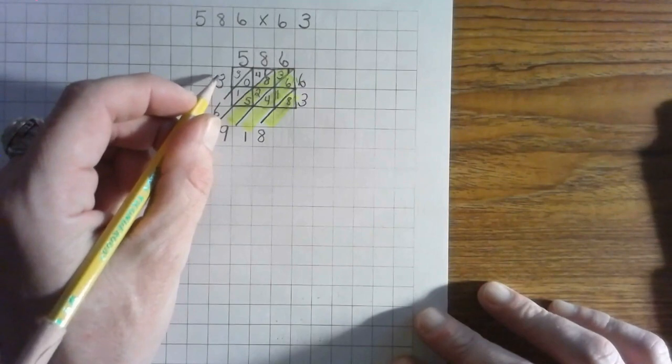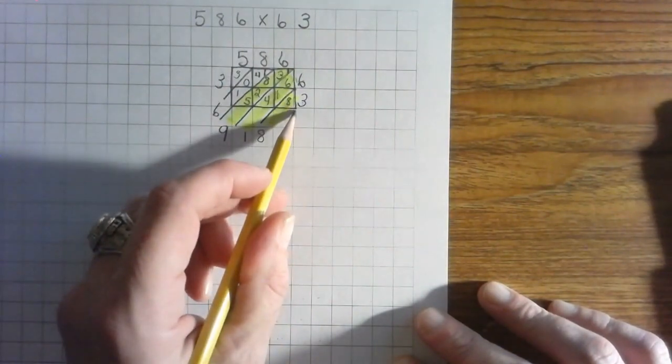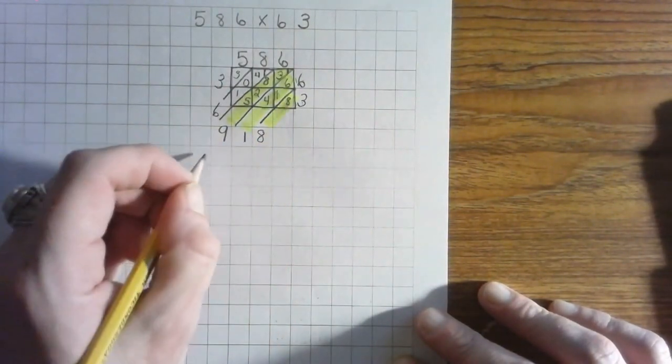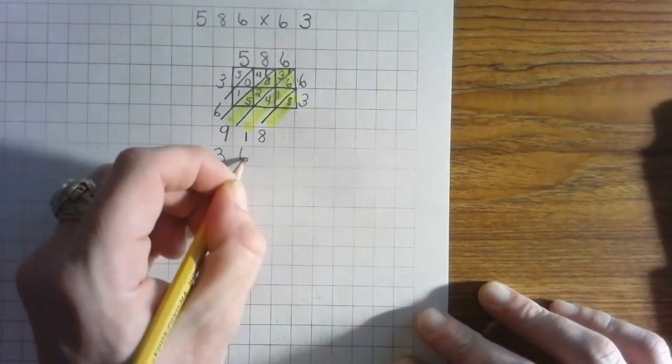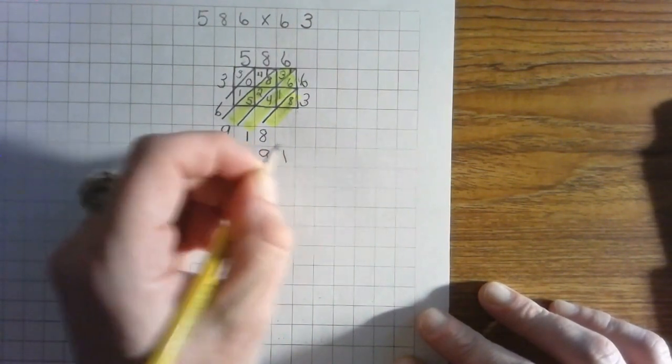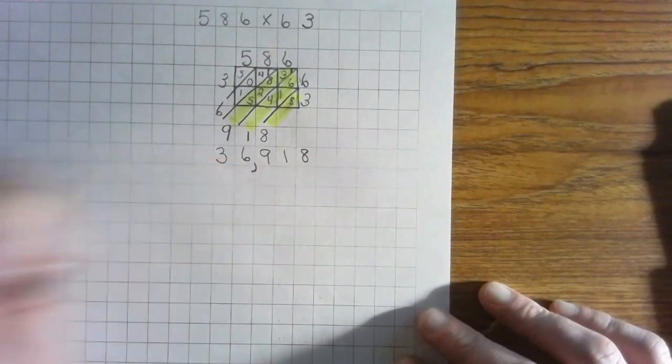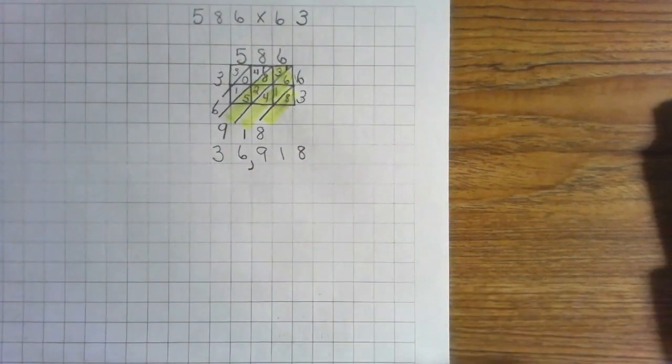And my answer starts from the exact opposite side that I started adding. It's 3, 6, 9, 1, 8. 36,918.